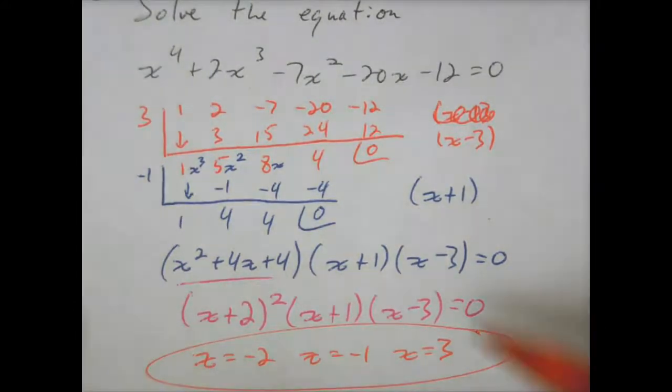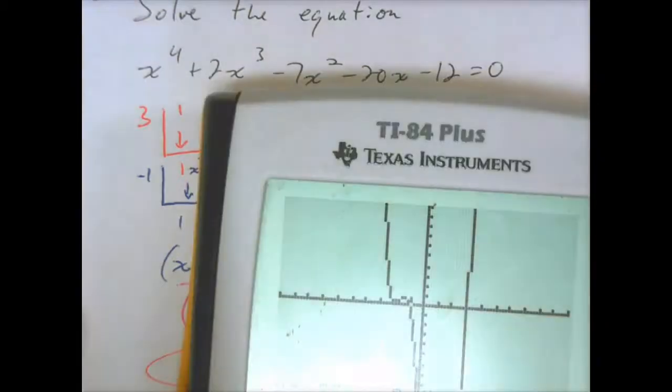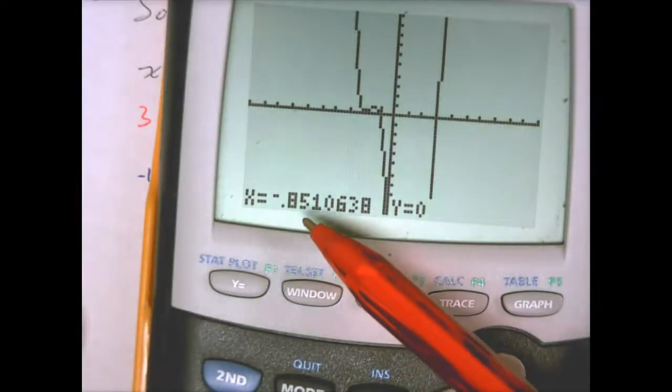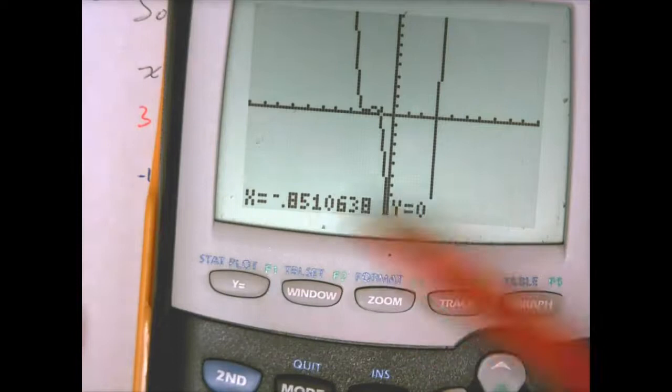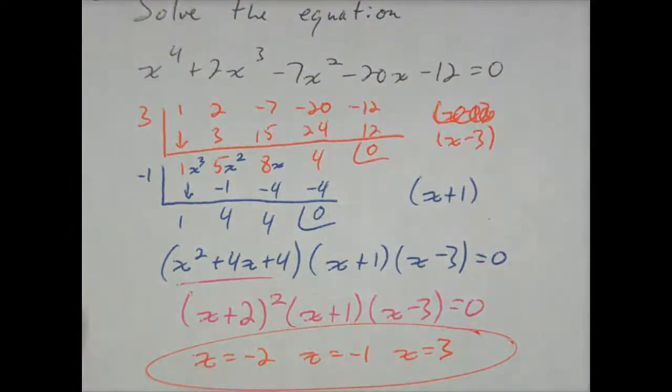Okay, and also I will be looking for work that you checked that they are zeros, because sometimes calculators do something weird and it'll give you something like this and you guys will round that to -1 and tell me that -1 is a solution. No, not the same thing. Okay, love you guys. Hang on.